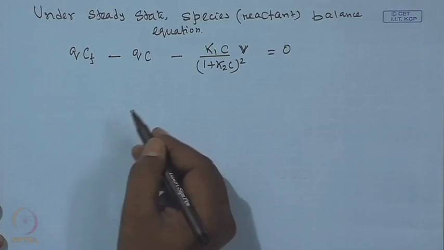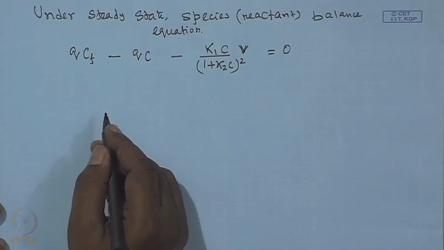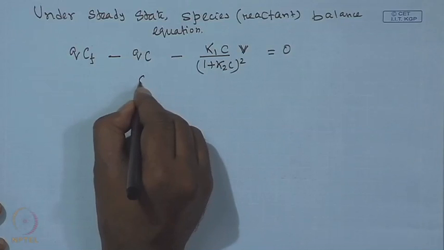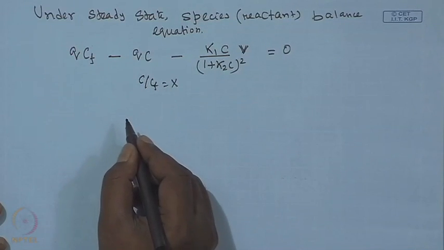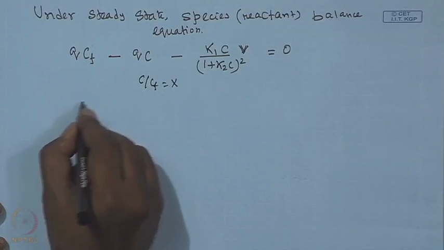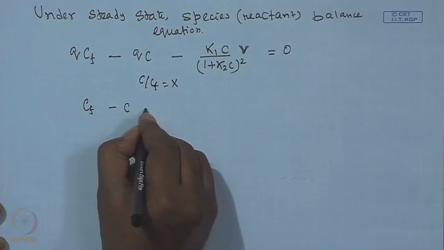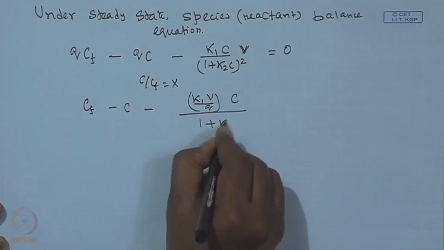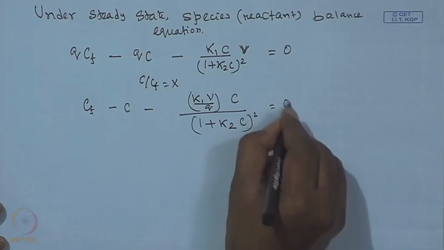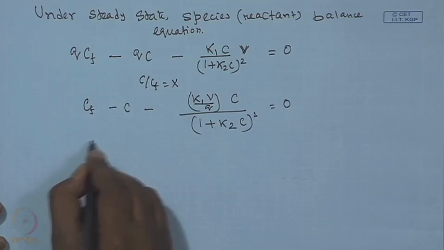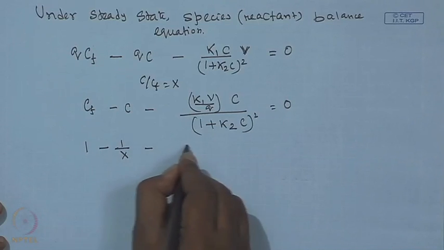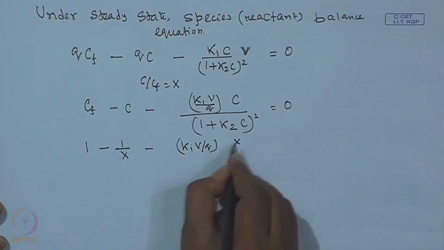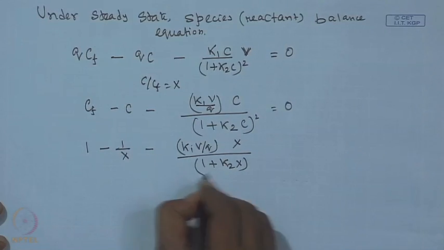So, again we will be doing the same thing, we make the whole system non-dimensional, and the following non-dimensional parameters will evolve out of it. So, we write C by Cf as x, that is the non-dimensional concentration, and divide the whole equation by Q. So, you will get Cf minus C minus K1 V divided by Q times C over 1 plus K2 C whole square, equal to 0. Again divide by Cf. So, you will get 1 minus x minus K1 V over Q times C by Cf, that will be x over 1 plus K2 x whole square, equal to 0.